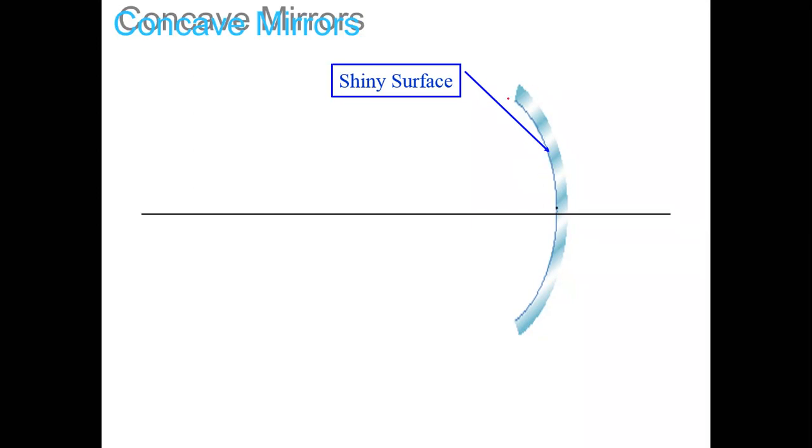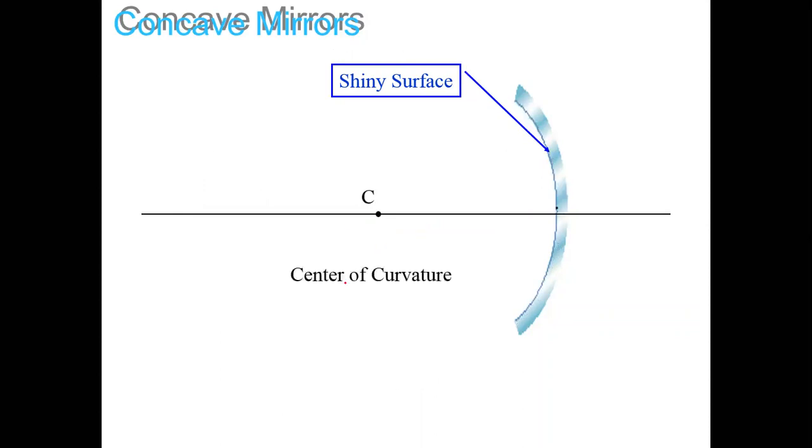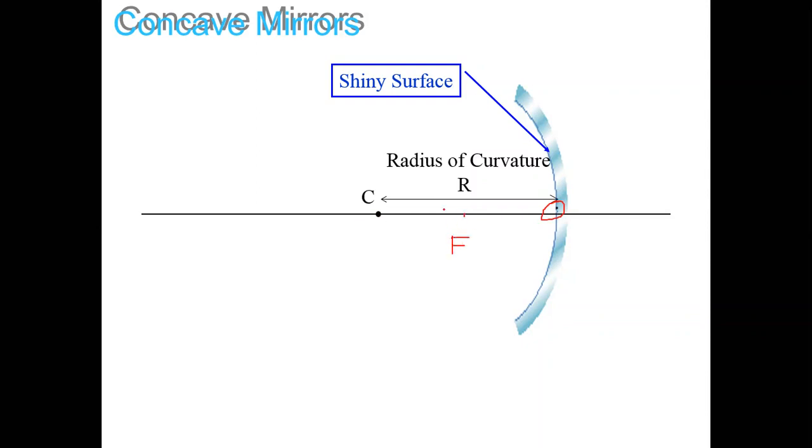Okay, so a convex mirror looks like this. A concave mirror looks like this. It has a shiny surface. It has over here a center, and it has a focal point. We call this the center of curvature. The radius of curvature is measured from the pole, here is called the pole, to the center. Okay, and here we are going to have a focal point. The focal point is half of the center distance. That means it's going to be half of the radius of curvature. Okay, here is the focus.